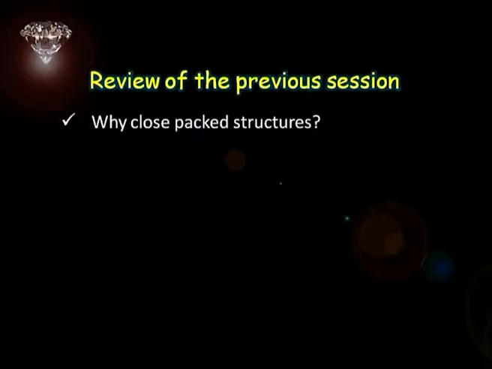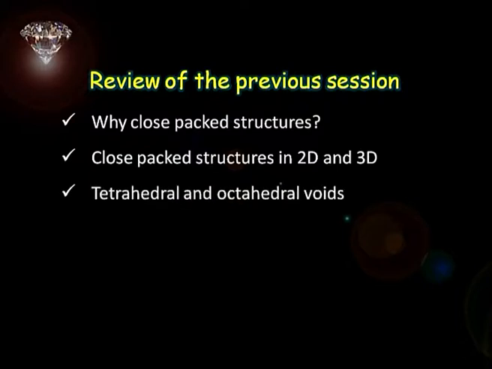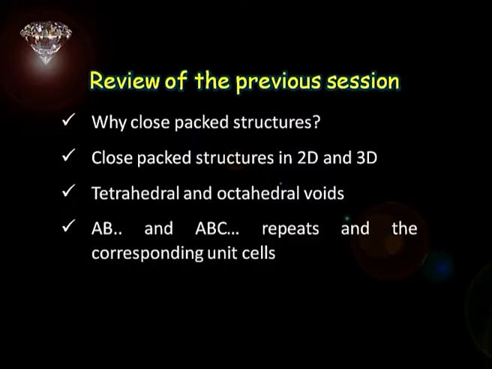So, we make a beginning by recalling what we did in the previous session. We made a case for why to talk about closed packed structures. This was followed by discussion on closed packed structures in 2 dimensions and in 3 dimensions. In the process, we learnt about different kinds of voids: trigonal voids, tetrahedral voids and octahedral voids. When you do closed packing in the 3rd dimension, we come across 2 kinds of packed structures, the AB-AB repeat and the ABC-ABC repeat. In both cases, we saw what kind of unit cells are there.